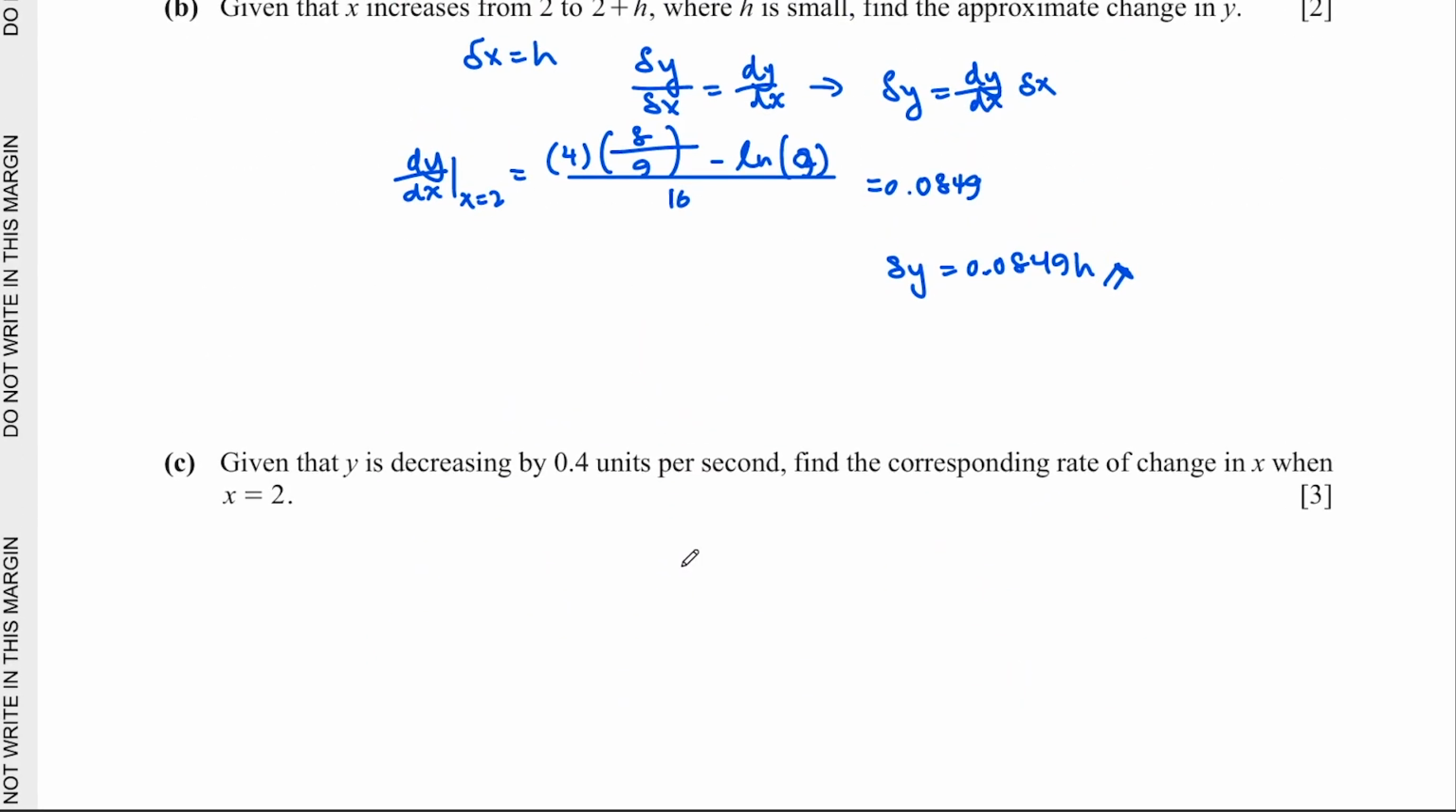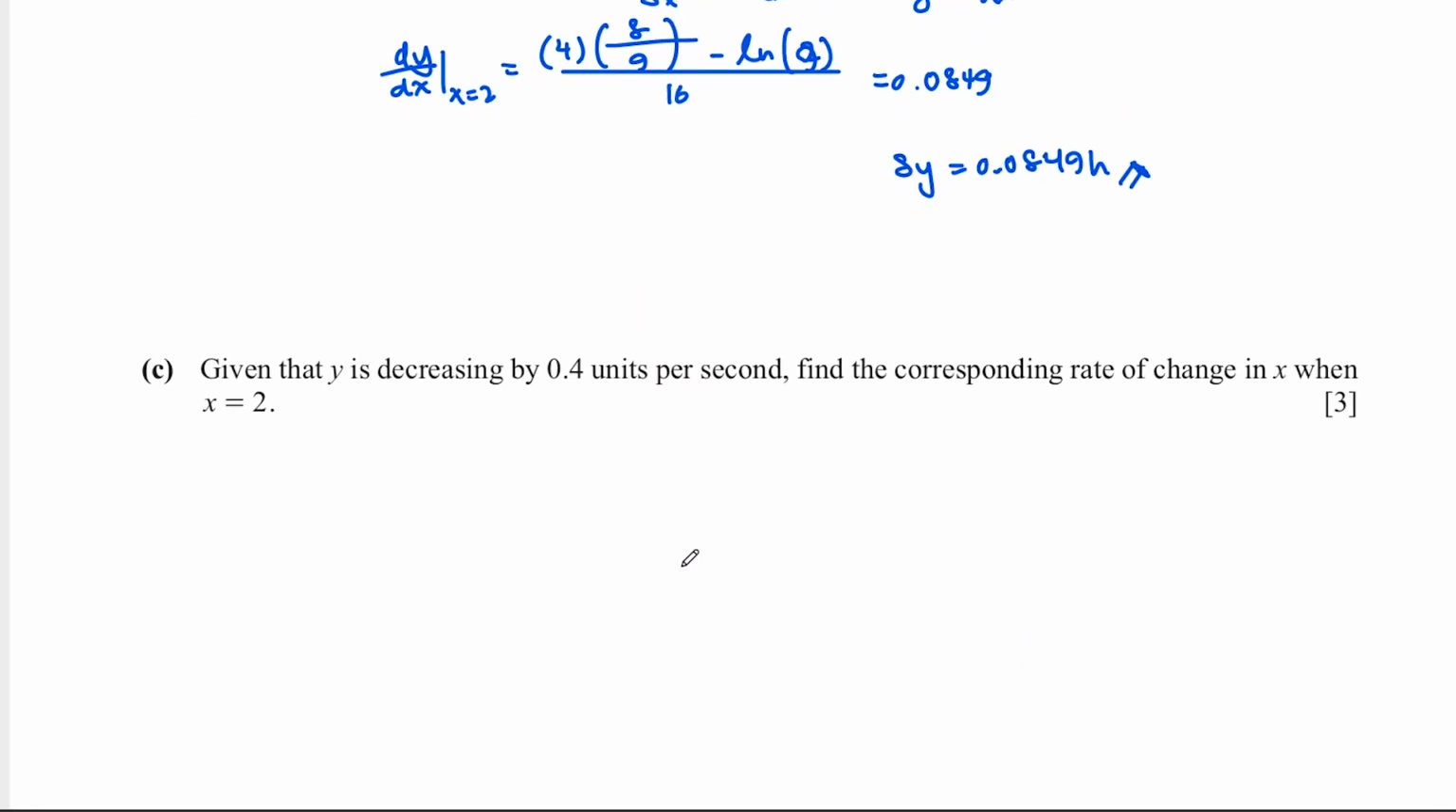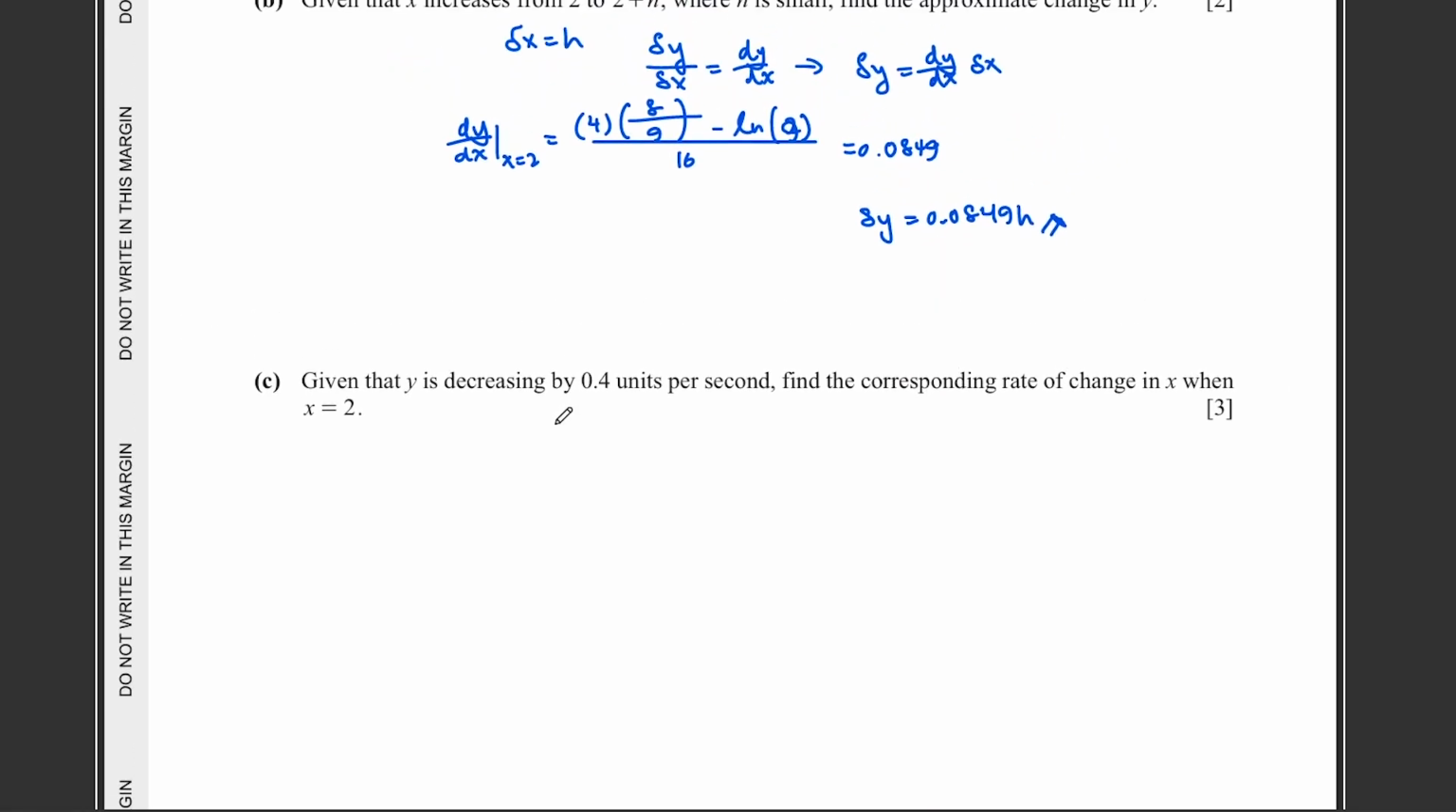Okay, part C. Given that y is decreasing by 0.4 units per second, find the corresponding rate of change in x when x equals 2. So we know dy/dt. Y is decreasing by 0.4 units per second, so with units per second, this is a time derivative, and it's decreasing. So it's negative 0.4.